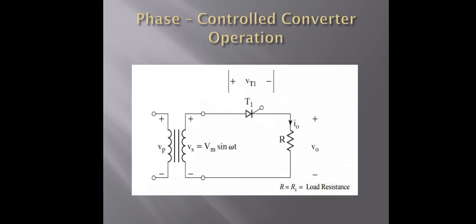Then, the firing angle. When the input voltage starts to go positive, the interval until the thyristor turns on, that is, until omega t is equal to alpha, is called the firing angle. Alpha is the firing angle. Then, in this converter operation, the output voltage and the current have one polarity.